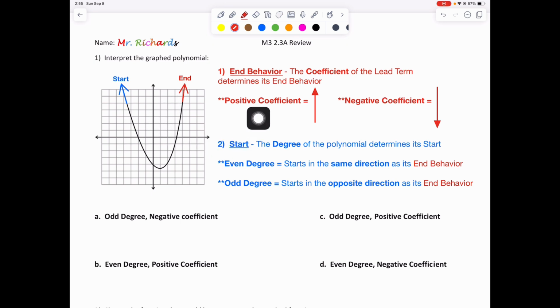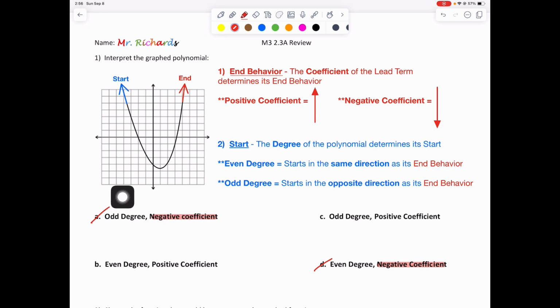Let's go ahead and take a look at some of our answer choices here. For A, it says odd degree negative coefficient. We want to start with the coefficients, because when it's a positive coefficient, we will end up, and when it's a negative coefficient, we will end down. Is this ending down? No, it's ending up. Anything with a negative coefficient within the answer choice, we will get rid of. And I'll actually highlight why we got rid of it.